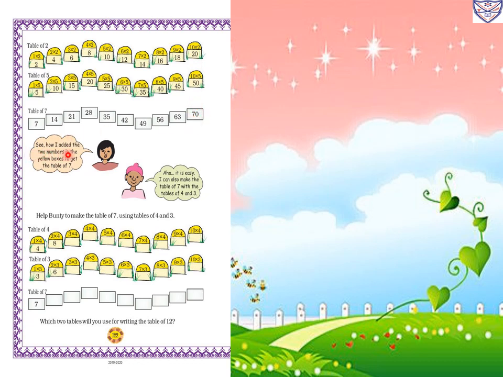See how I added two numbers in the yellow boxes to get the table of 7. It is easy. I can also make the table of 7 with the tables of 4 and 3.